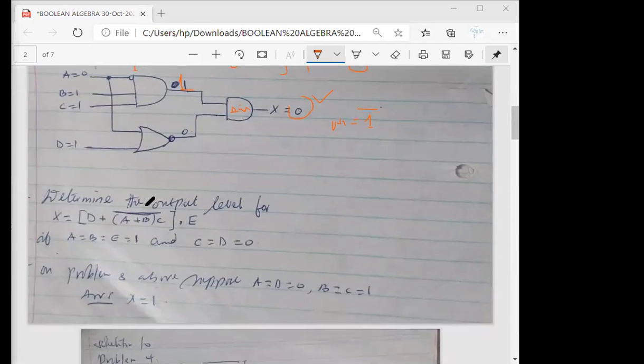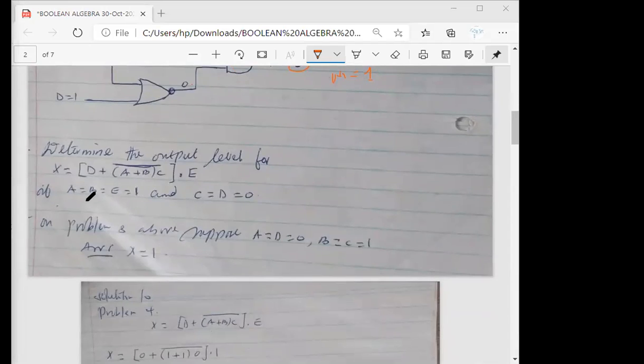So in the same setup, can we determine the output level for each of these? When A is 1, B is 1, and E is 1, and C, D are 0, you simply put them here and carry out the operation. So we have X is equal to 0, D is 0, plus this one, A is 1, plus 1 times 0, all of them are complemented. Then when you are done with that one, you multiply with E, which is 1. So what do you get here?